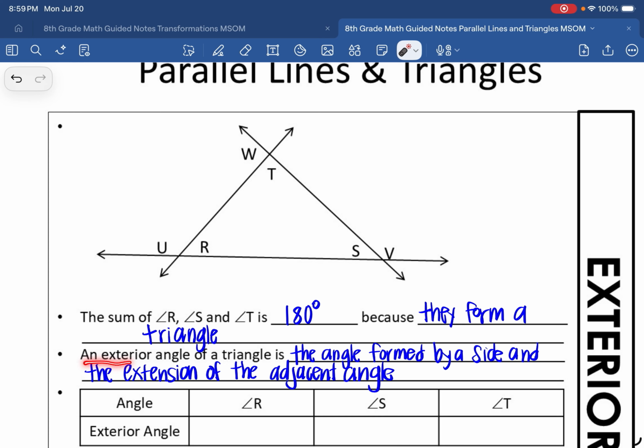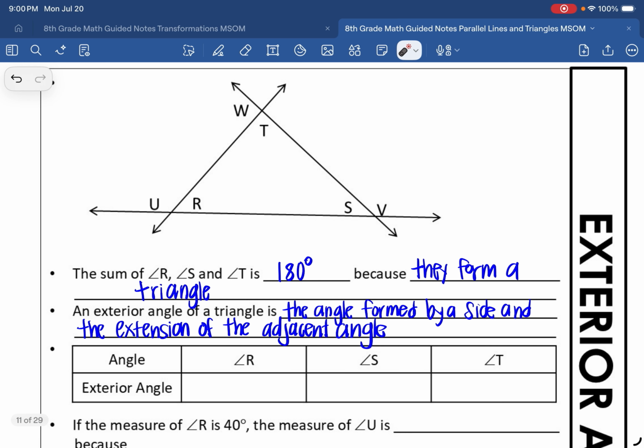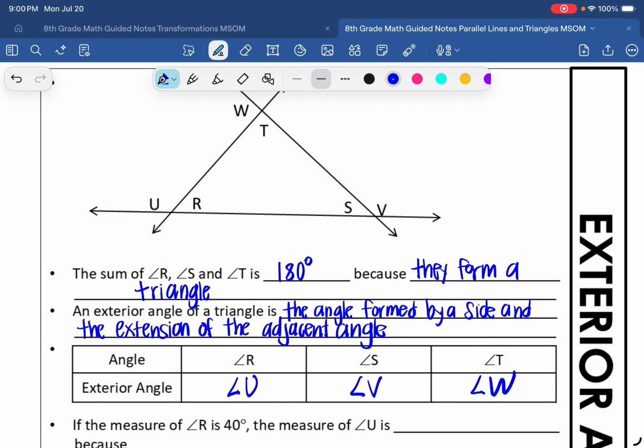An exterior angle of a triangle is the angle formed by a side and the extension of the adjacent side. So if I look at angle R right here, the exterior angle to angle R is this angle right here, angle U. It's formed by extending that line and that side right there. The exterior angle to angle S would be angle V. And the exterior angle right here to angle T would be angle W.